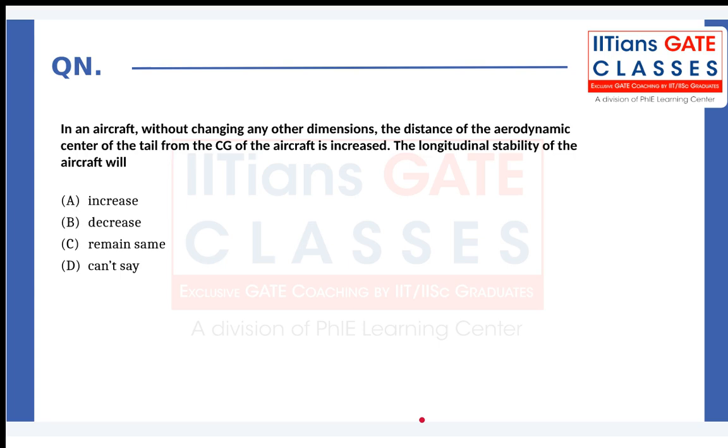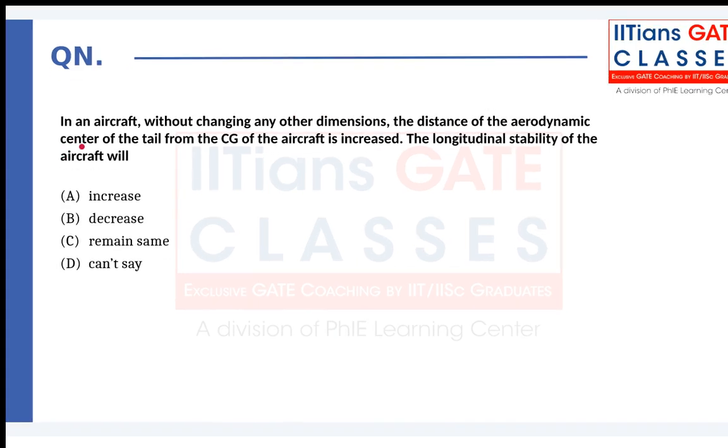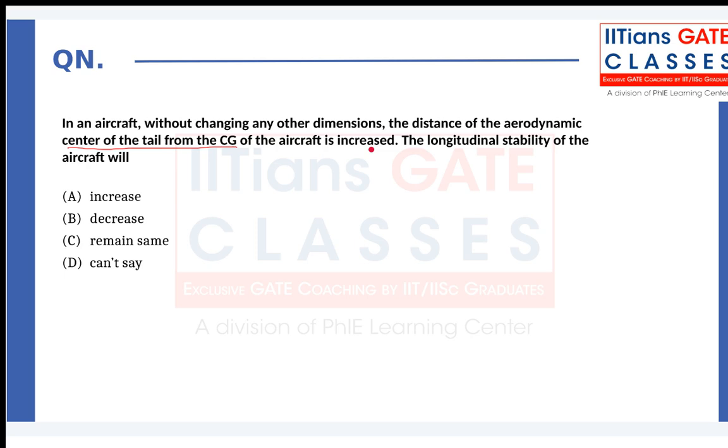So what is the term that is changing? It is the aerodynamic center of the tail to CG. How do we denote that term? It is LT, right? The moment arm. Yes. So if your LT is increasing, will the longitudinal stability increase or decrease?